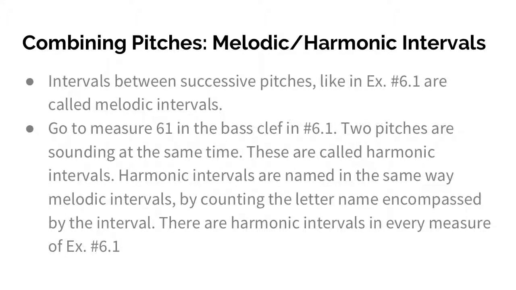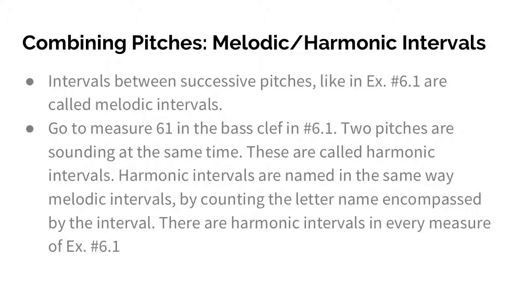Intervals between successive pitches, like in 6.1, are called melodic intervals. These are melodic intervals because they go between two pitches. They don't sound at the same time. If you look at measure 61 in example 6.1, you can see that two pitches are sounding at the same time. These are called harmonic intervals.